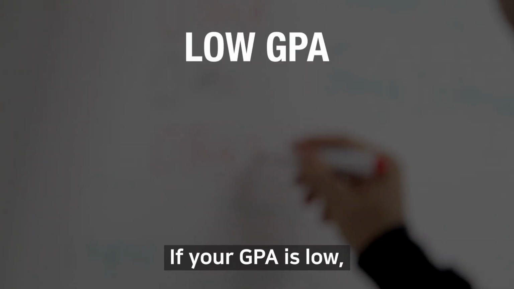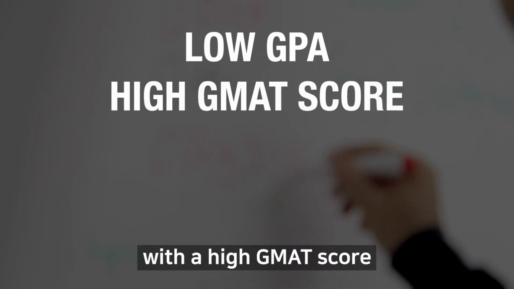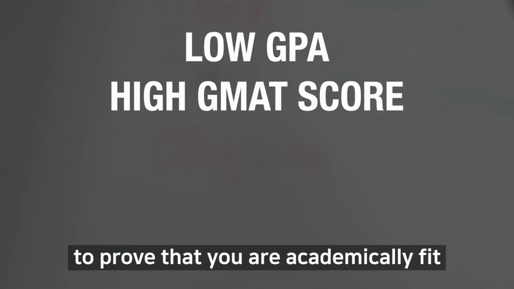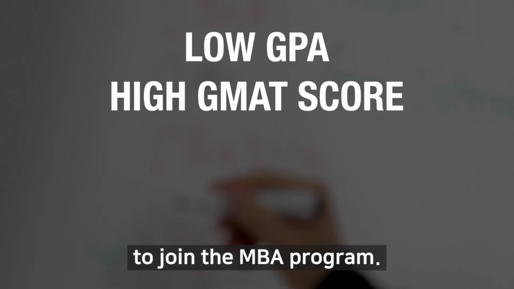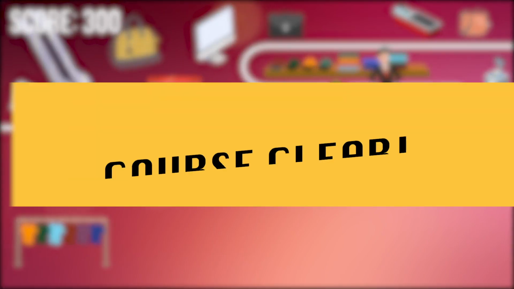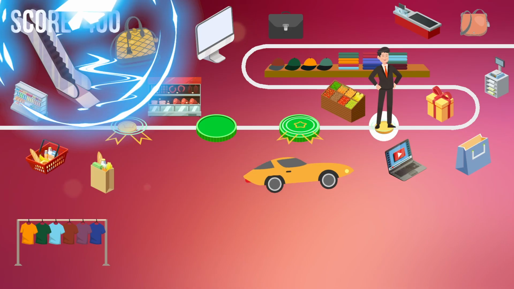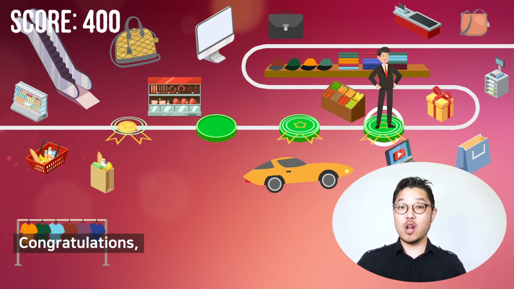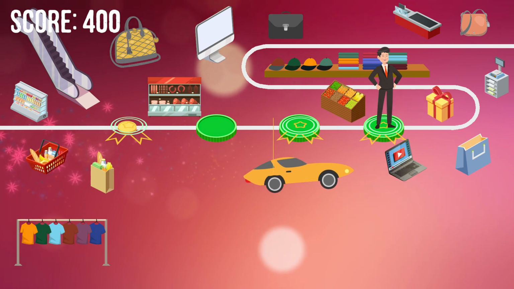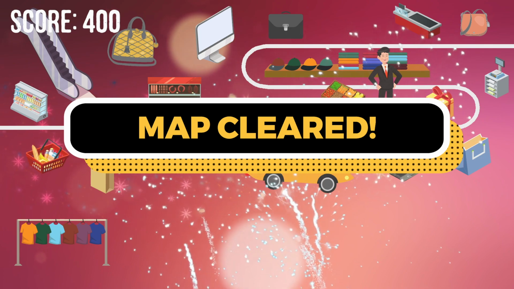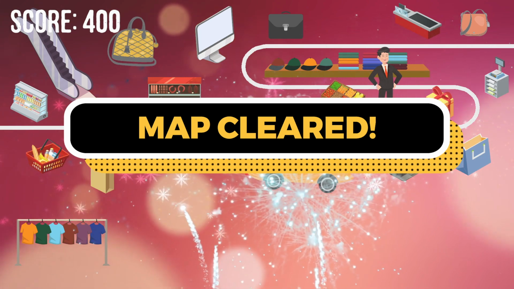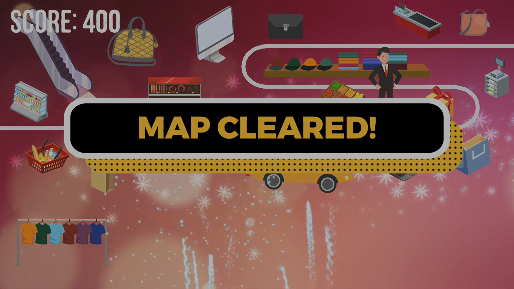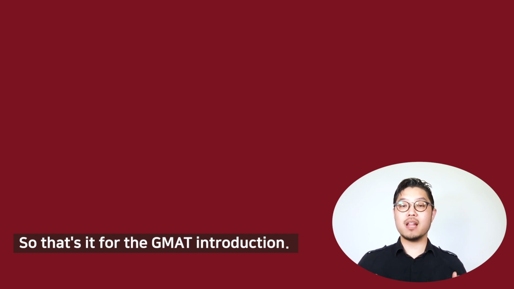If your GPA is low, then you might need to make up with a high GMAT score to prove that you are academically fit to join the MBA program. Congratulations, you cleared the everything math. So that's it for the GMAT introduction.